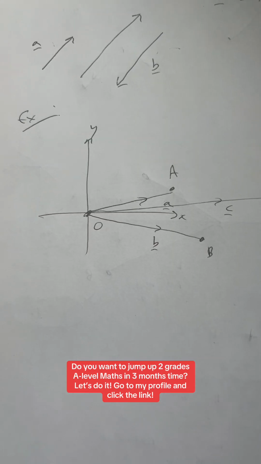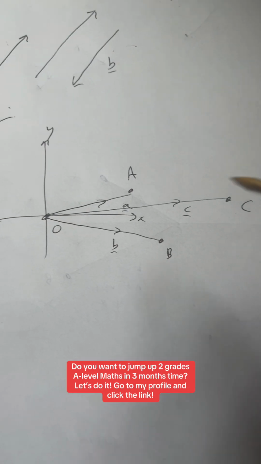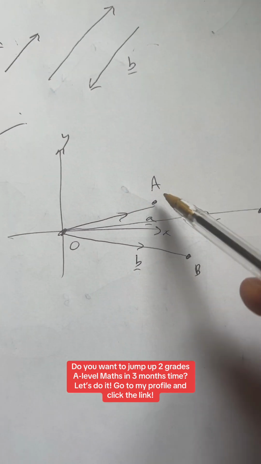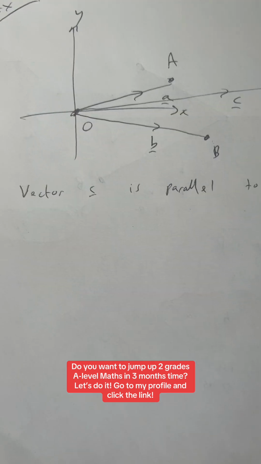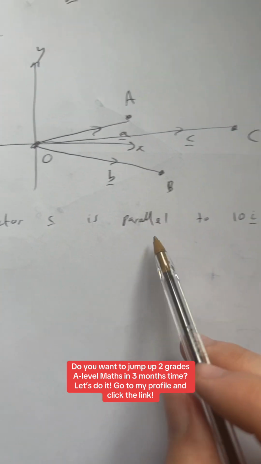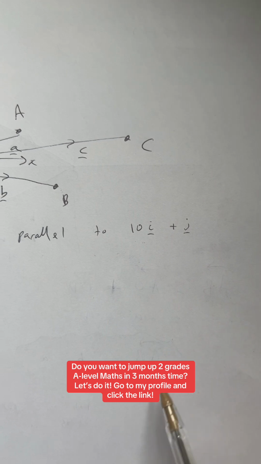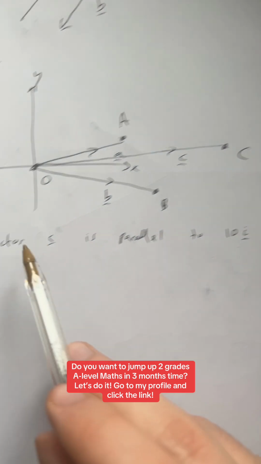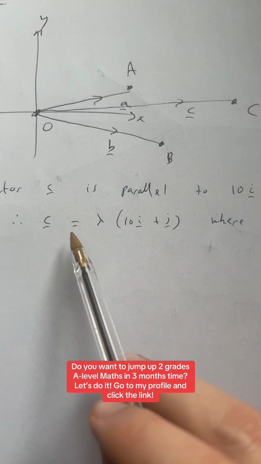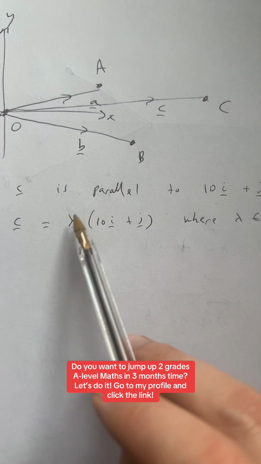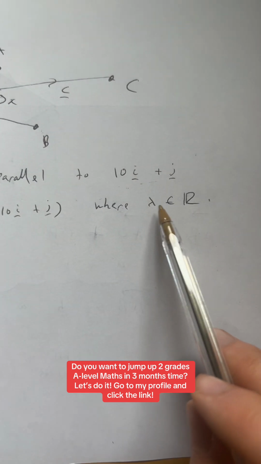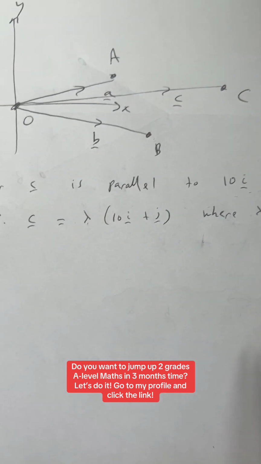So to look at a bit of a messy example, let's say we've got the x-y axis, so the x-axis here, y-axis here. We've got point A, point B, point C. So let's say this vector C, so from the origin to C, let's say it's parallel to 10i plus j, so 10 across, 1 up. Let's say it's parallel to that. So what you can say for fact is that this vector C must be equal to some multiple, some lambda value, times by this direction, 10i plus j, where lambda is some real value to be determined.